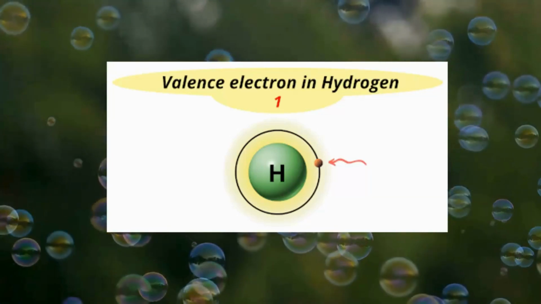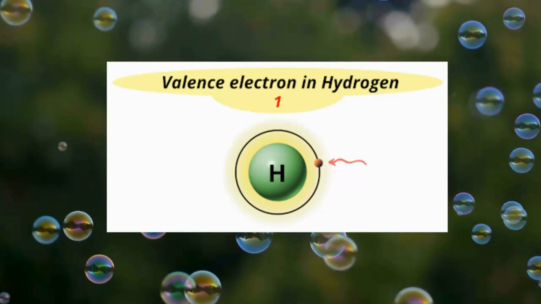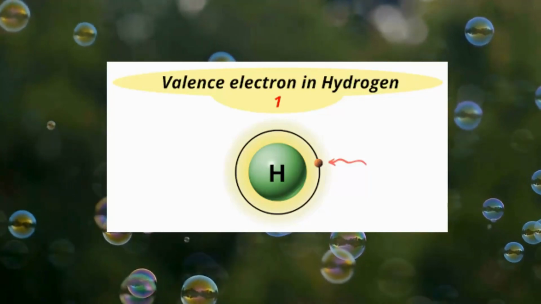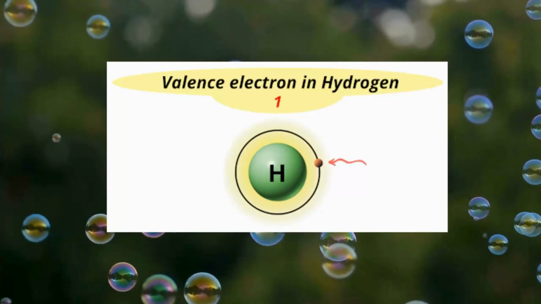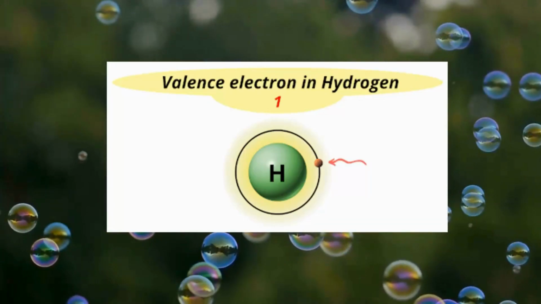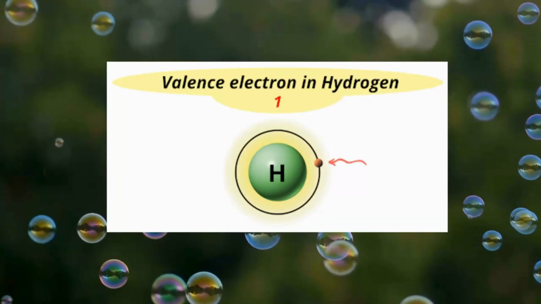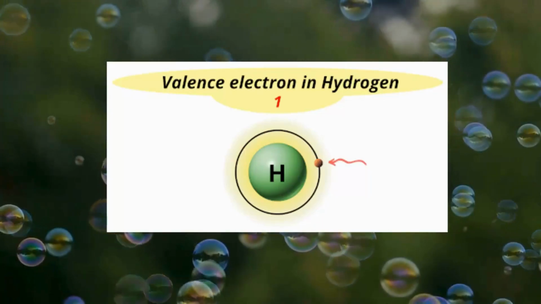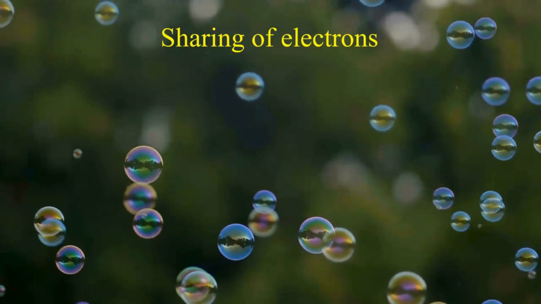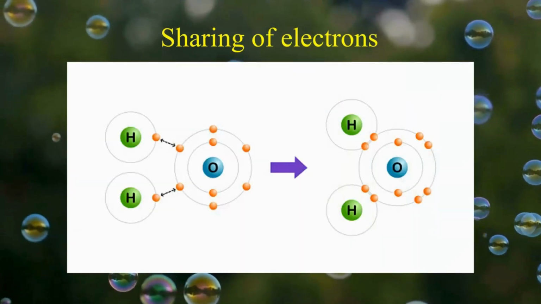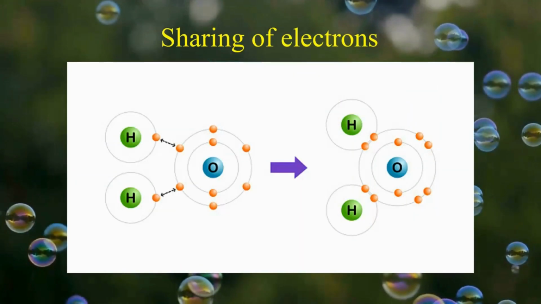We have already learned in our lower classes that two elements combine together to form a compound. So the principle here is the atom which has a tendency to lose or gain electrons combines with other atoms to form a compound. Here we can see the sharing of electrons between the elements. So the example here is hydrogen and oxygen.